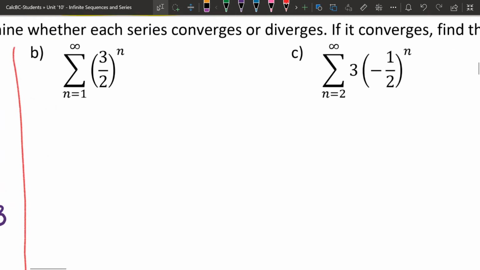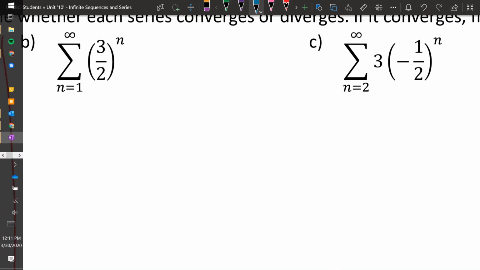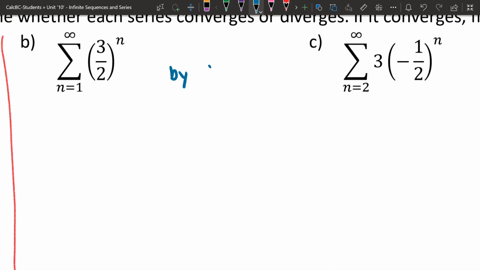All right, let's look at example B. Example B, we've got 3/2 to the n. Notice how this is different than the last one. The 3/2 is being raised to the n power. All right, still geometric. One thing I like to do is when you recognize that it's geometric, I go ahead and jot that down, and then I'll put whether it converges or diverges above it. It's something I use to remind myself to include that, because when we're asked whether a series converges or diverges, we want to make sure we jot down which test we used.